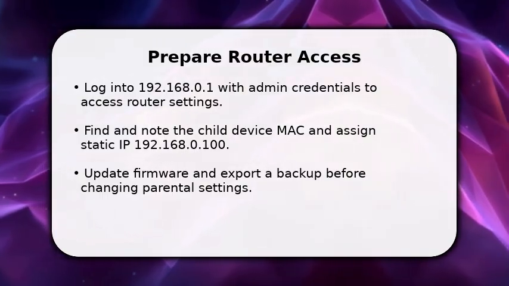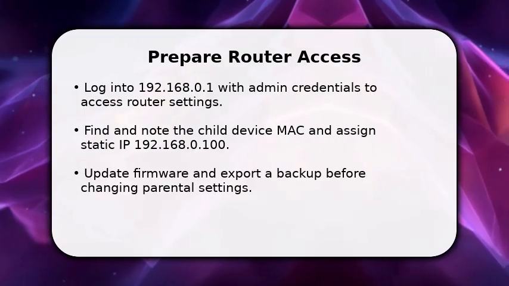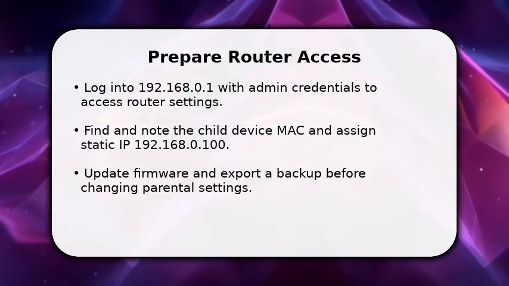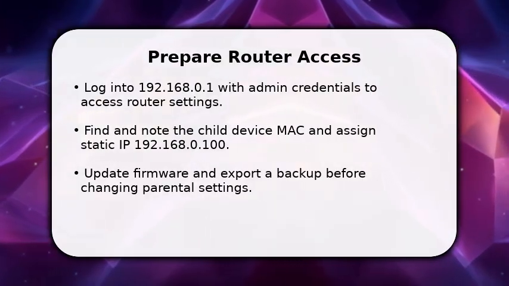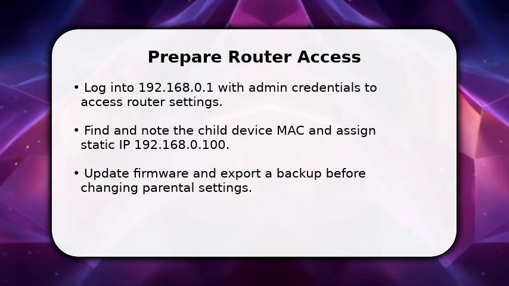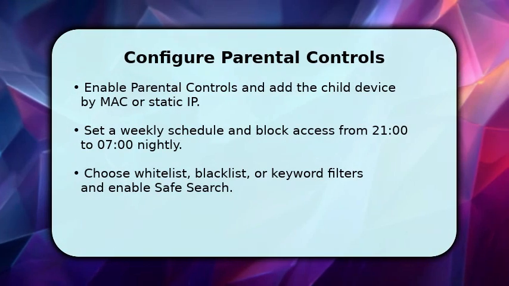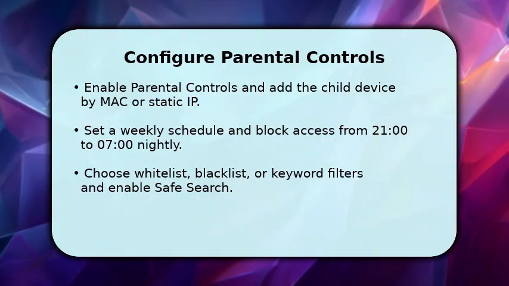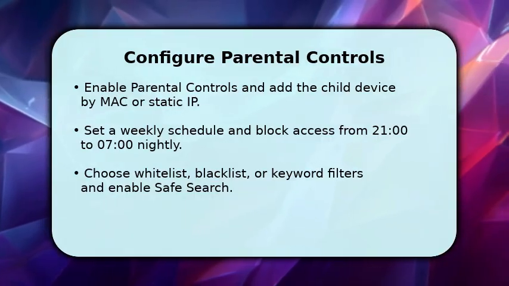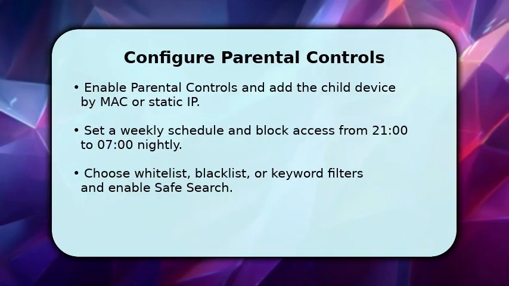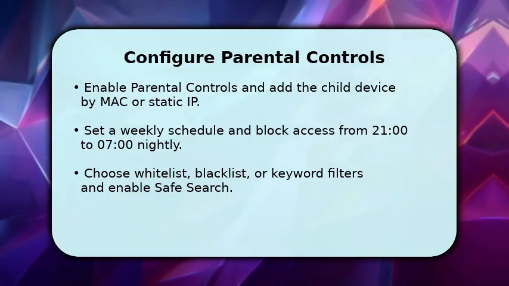Identify the child device and note its MAC address. Assign a static IP like 192.168.0.100 to simplify future management. Open the Parental Controls section inside the TP-Link web interface or app. Enable the feature and add the child device using its MAC or static IP address.